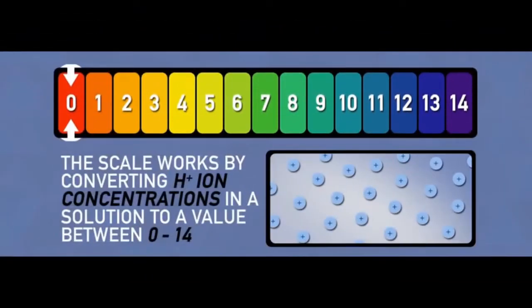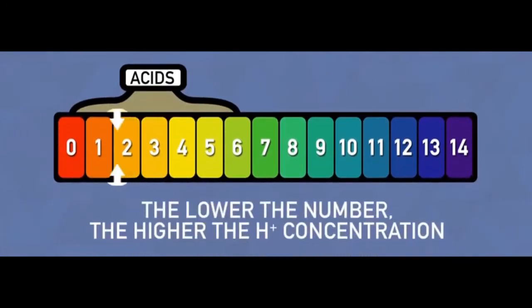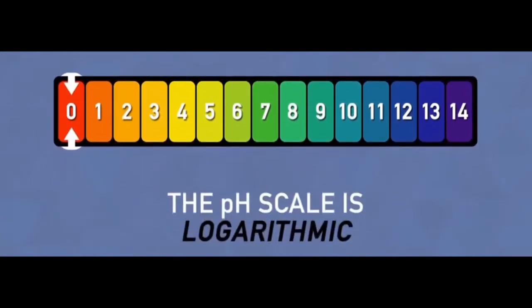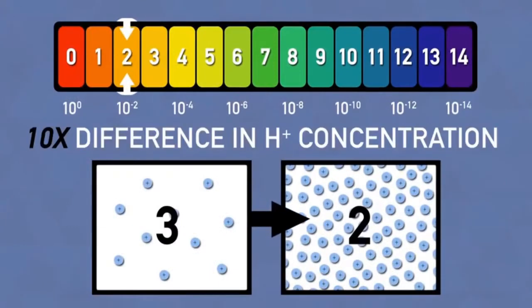His scale works by simply converting the concentration of hydrogen ions in a solution to a number between 0 and 14. If a chemical is acidic, then its pH will always be below a 7 on the scale. The lower the number, the higher the hydrogen ion concentration. The pH scale is a logarithmic one, meaning that 1 unit difference on the scale, say from 3 to 2, means a 10-fold difference in H+ concentration.